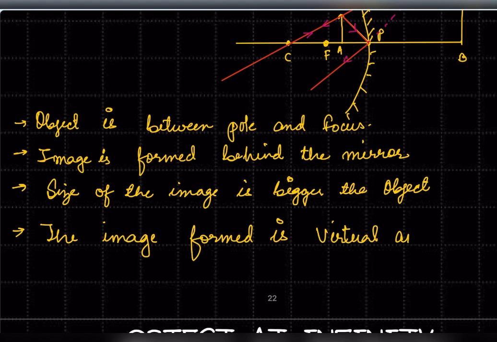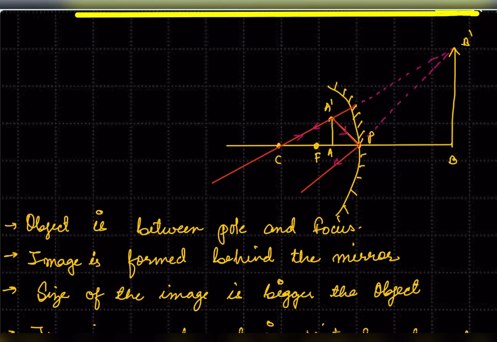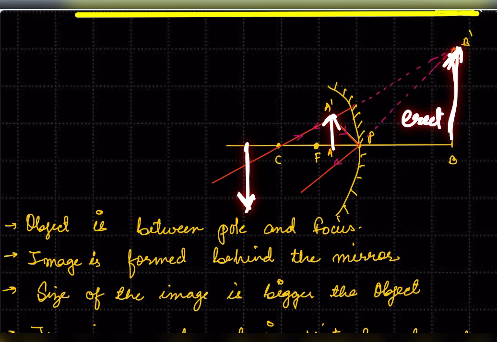Virtual and erect. What does it mean? I have told you about real and inverted. We have discussed real and inverted just before, right? So the image was formed like this. This is inverted, but this image is going up, right? The object was like this, and the image is also going up. This is called erect.